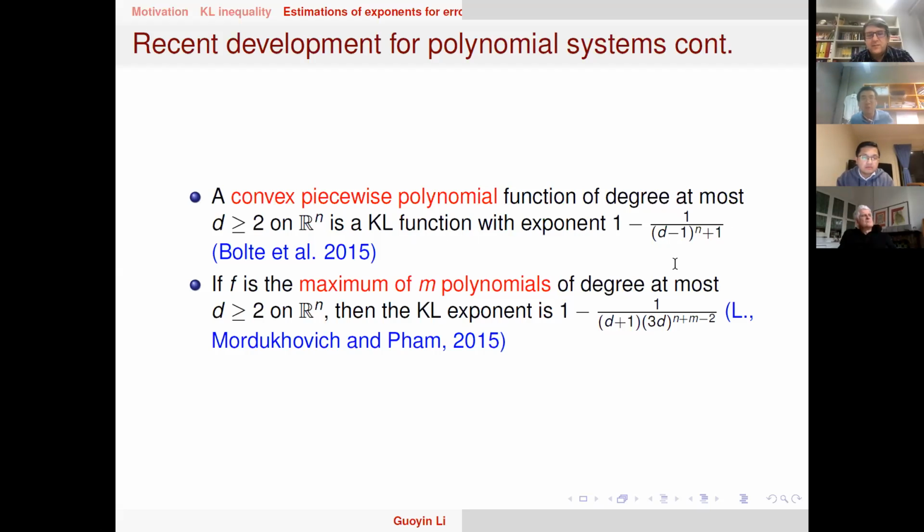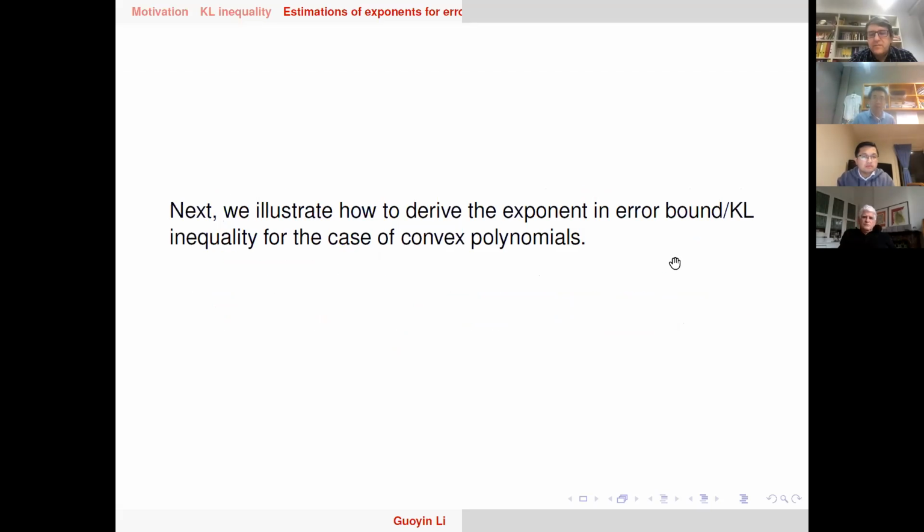Of course, in Jerome's paper, he also obtained the complexity, which is additional information. But at least let me illustrate how you can get the error bound or KL exponent for the case of convex polynomials, which I guess may be more interesting. The other cases you can envisage follow a similar strategy.